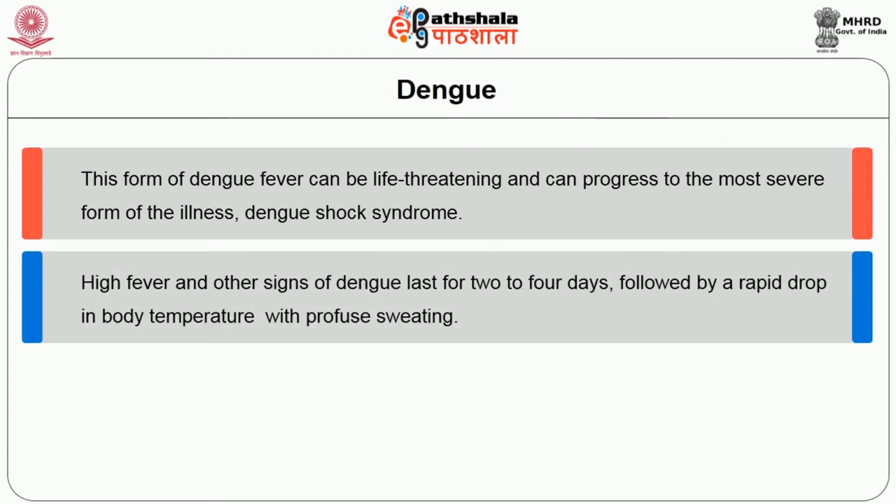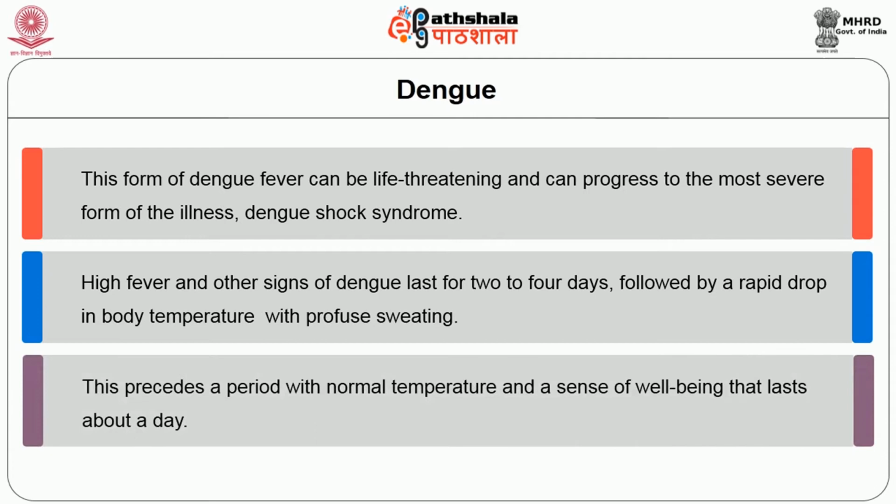High fever and other signs of dengue last for 2 to 4 days, followed by a rapid drop in body temperature with profuse sweating. This precedes a period with normal temperature and a sense of well-being that lasts about a day, and normally the white blood cell and platelet count reduces drastically.